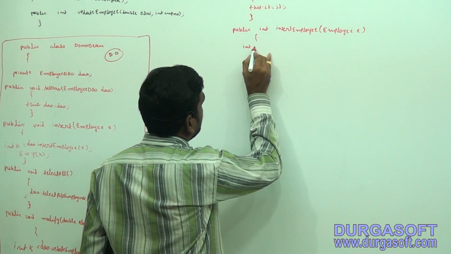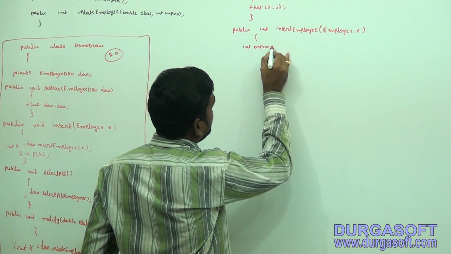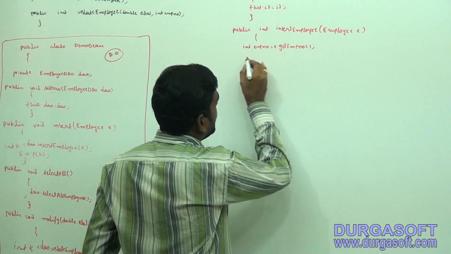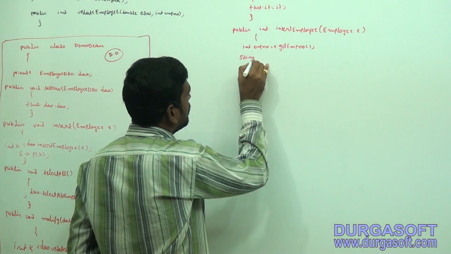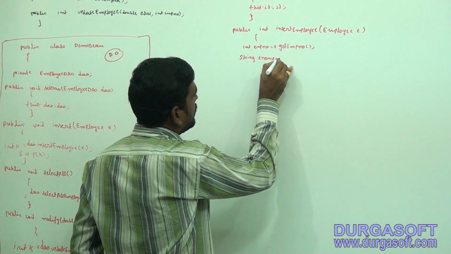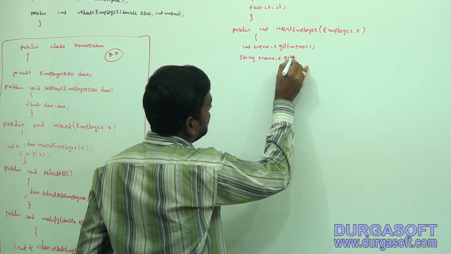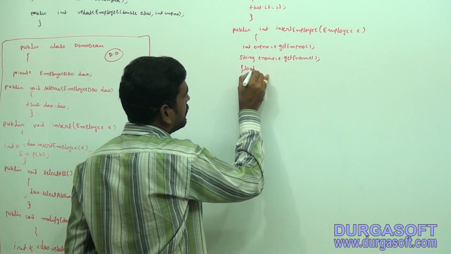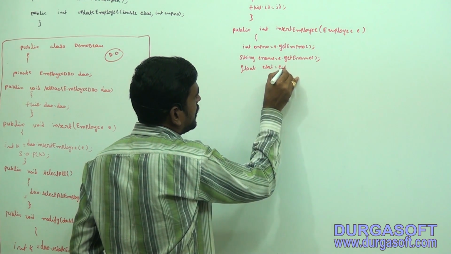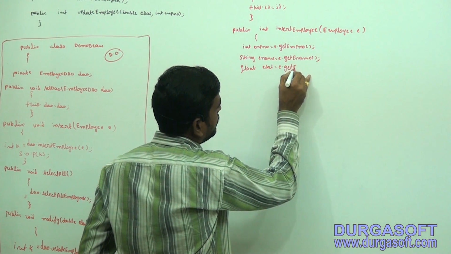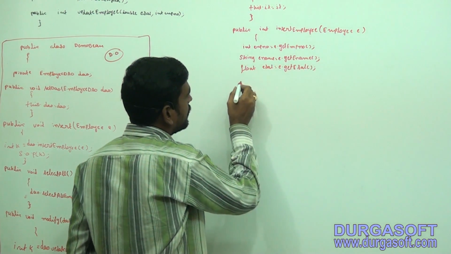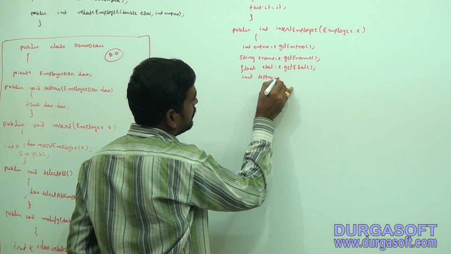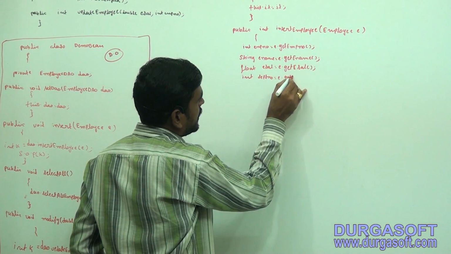Now int empNumber = e.getEmpNumber(). The next, String ename = e.getEname(). The next, float esal = e.getEsal(). The next, int deptNumber = e.getDeptNumber().